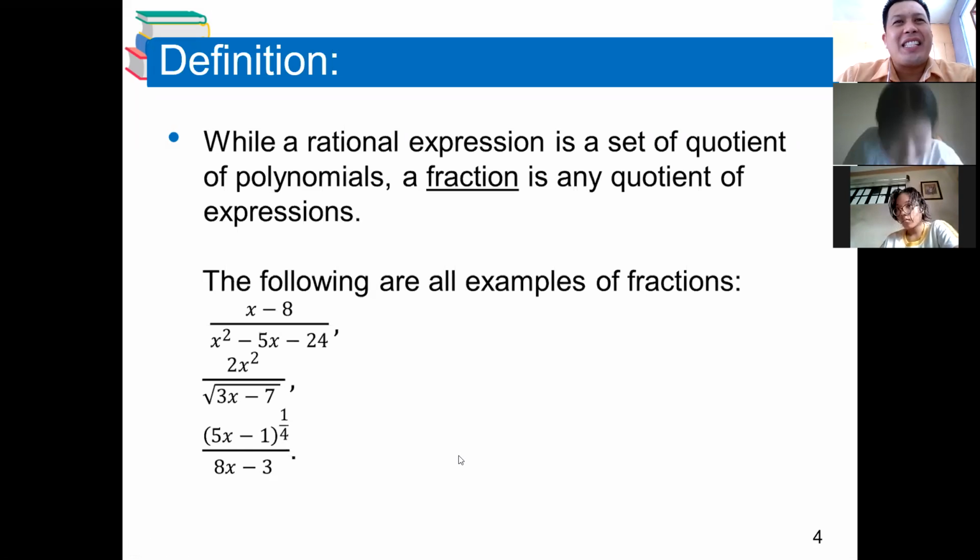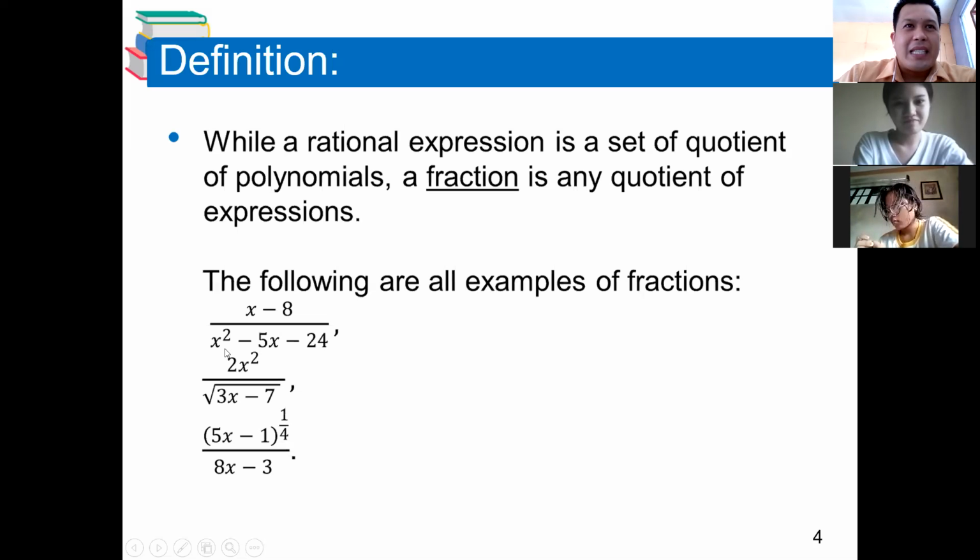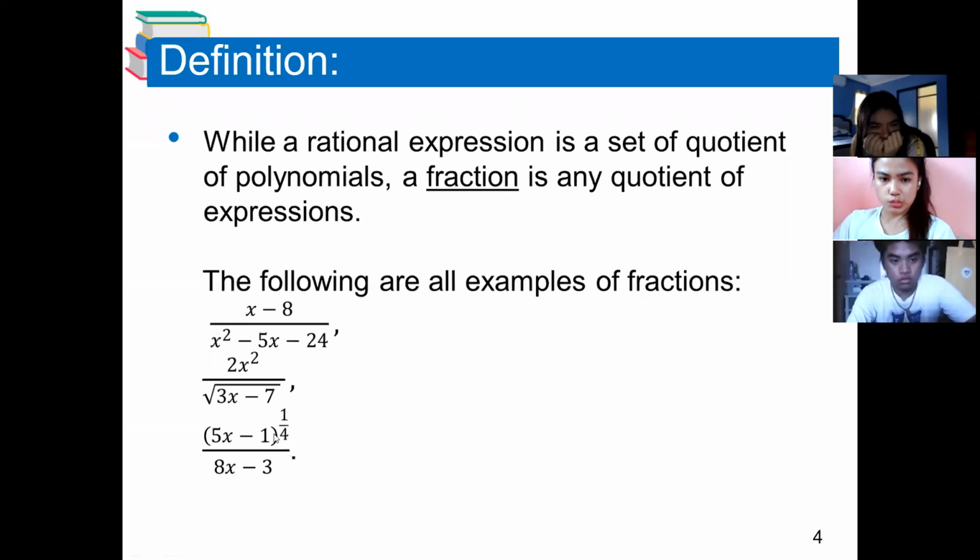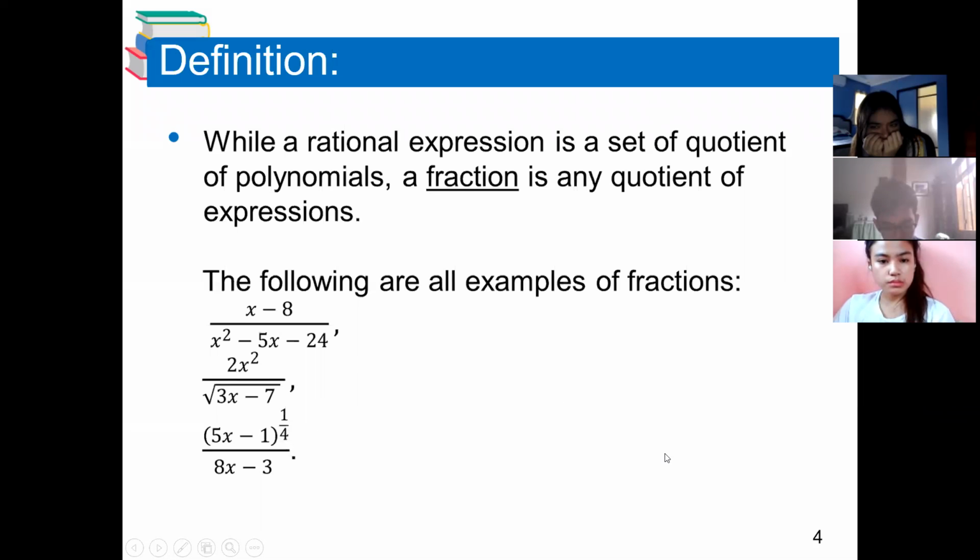Okay? I'll ask about the second example while she is trying to chat her answer for the first one. The second example is 2x squared all over the square root of 3x minus 7. What is this one, class? Is this a rational expression or not a rational expression? Let me ask Alan. Alan? Not a rational expression, sir. Not a rational expression. So remember your answer. How about the last one? 5x minus 1 quantity raised to the power of 1/4 all over 8x minus 3. Is this a rational expression or not? Let me ask Ilona. The third one, Ilona.